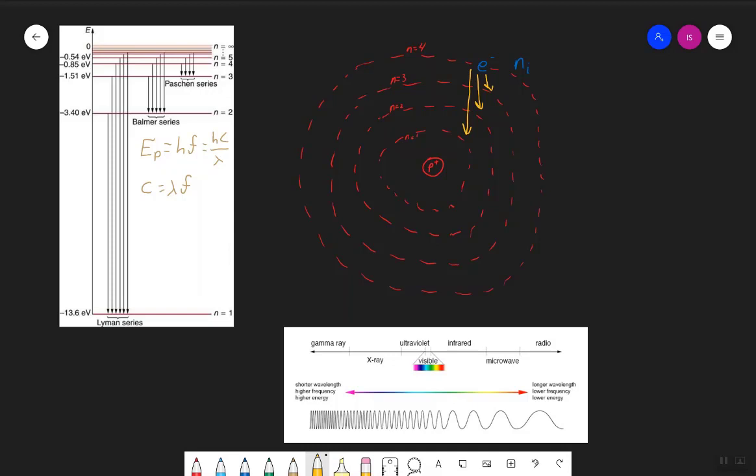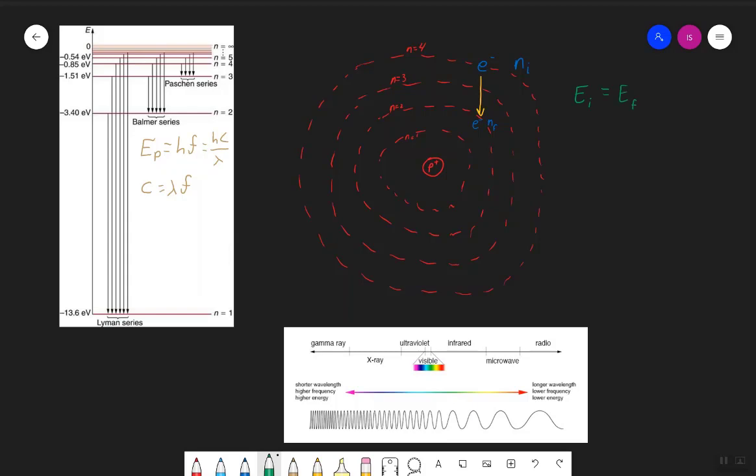So let's just say, for full generality, it starts at n initial, and then it's going to fall down to some n final. So this is n final, and we'll have the electron here. Now, looking at this, we can use our idea of conservation of energy, which hopefully you know says that energy cannot be created or destroyed. So in mathematical form, that means the energy initial is equal to the energy final.